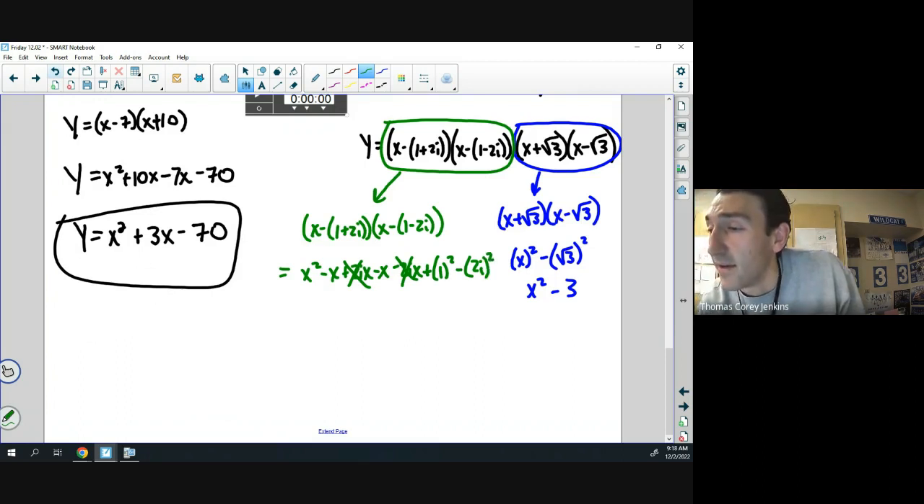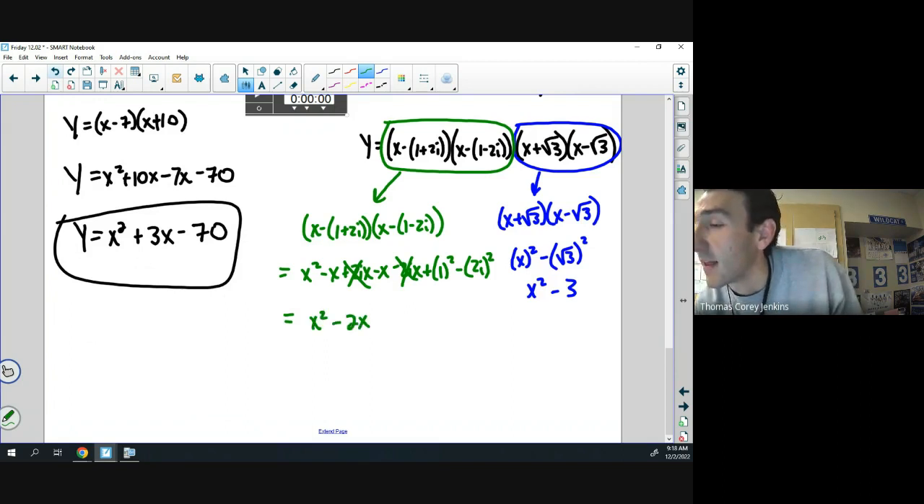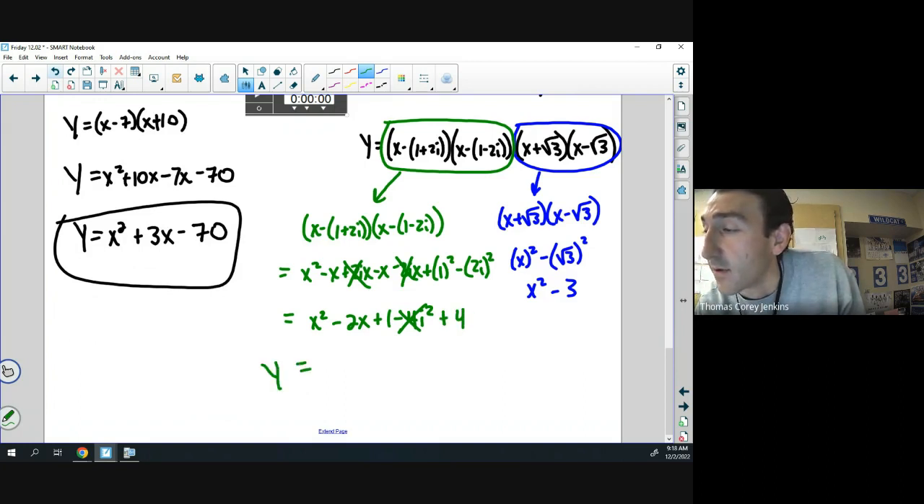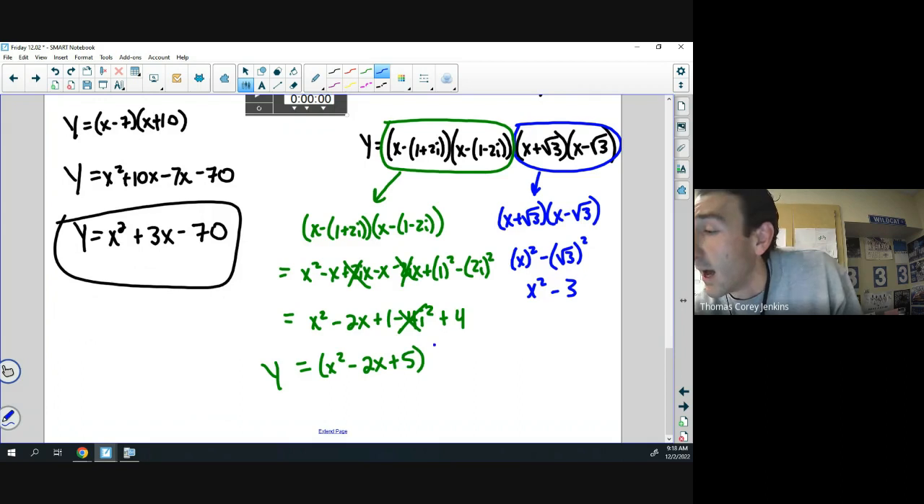So I'm going to bring that down a level. So we have x squared minus 2x, just combining like terms, plus 1 squared is 1, and then minus 4i squared. And then I just simplify 4i squared, right? I'm just going to change that to a plus 4 and combine like terms. So my final answer here would be y equals x squared minus 2x plus 5. I guess this is not my final answer. But, and then I still have that x squared minus 3.